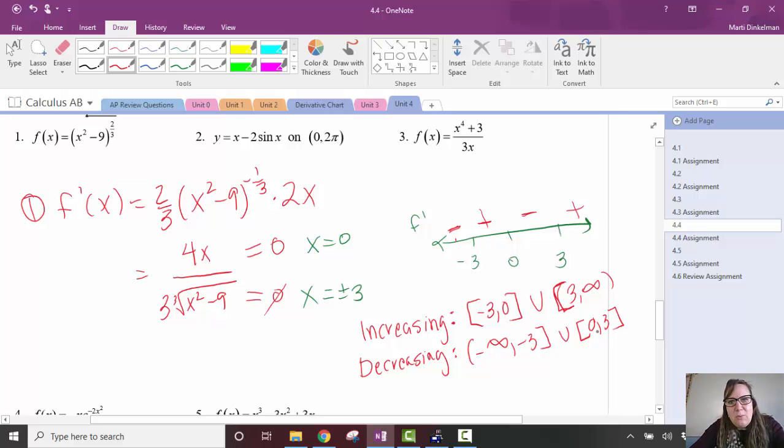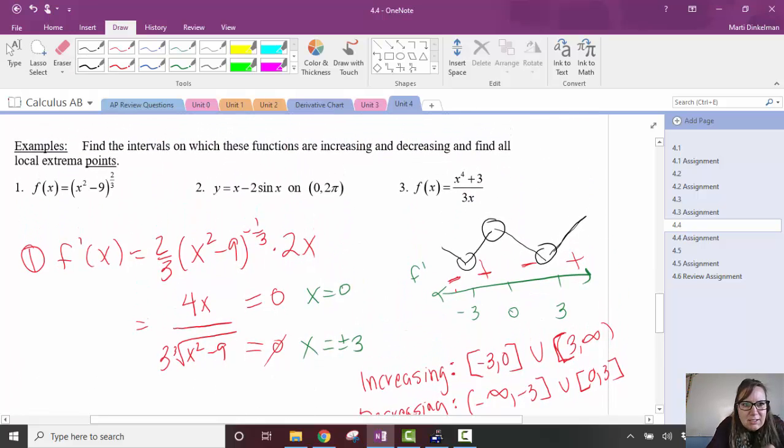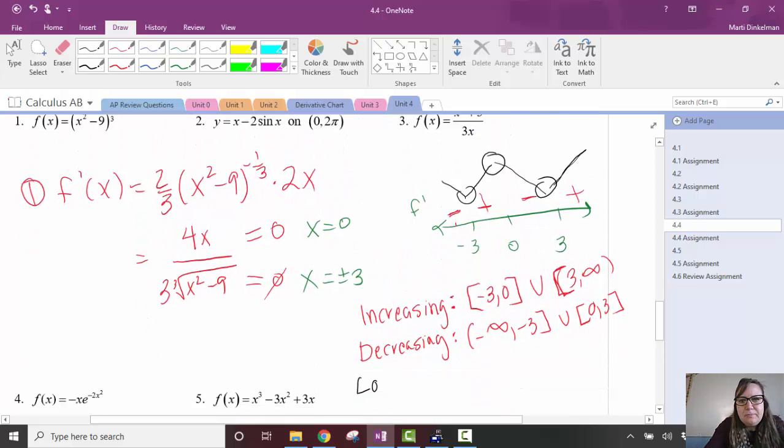Okay, it also wants the local points of extrema. So let's kind of think about what the shape of this thing is. So we have negative, which means we have a function that's decreasing, and then it increases, and then it decreases, and then it increases. Okay, so now we know that there are some spots where we have local maxes and mins. So let's go ahead and say we have, and do we have to find the points? Yes, we do have to find the points.